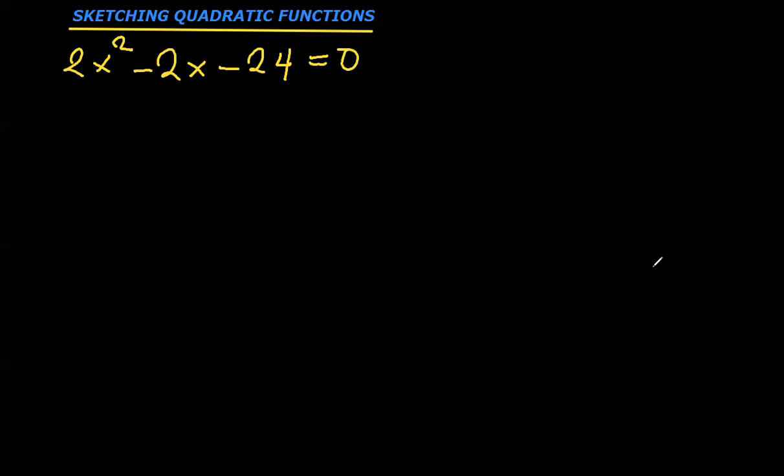So I have a quadratic equation on the board. That's 2x squared minus 2x minus 24. We are not solving, so what I'll just do is remove the equation sign to make it an expression. We're going to sketch this expression on a graph.